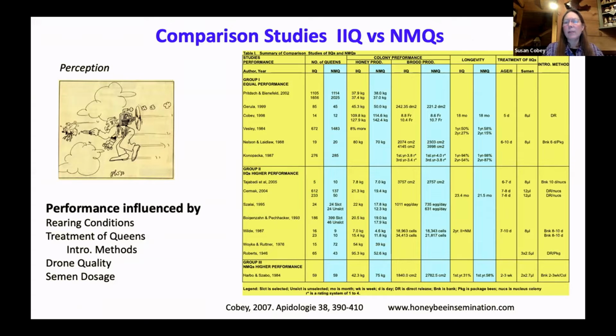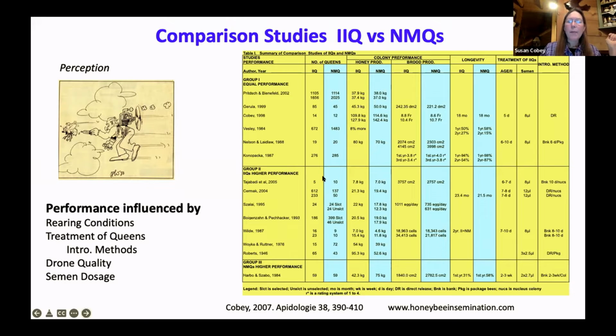Most average is about 1.5 years, 2 years. And then you compare the treatment of those queens. And a lot of these queens were, let me move this over so you can see it. You're looking at the introduction methods. So, okay, first I'm going to group one: equal performance between the II and the naturally mated queens.